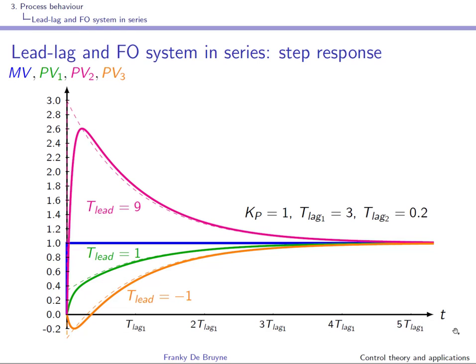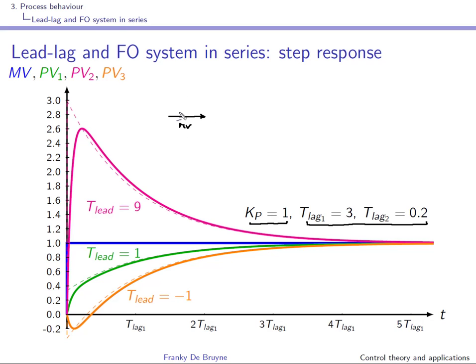We can now have a look at the step response of a system with 2 lag time constants and 1 lead time constant. So we'll consider 3 systems. They all have in common the 2 time constants, 3 seconds and 0.2 seconds, and the static gain is 1 in the 3 cases. The difference lies in the lead time constant. So we'll consider a t lead of 1, 9 and -1. And to compute these step responses, we're going to consider an MV.